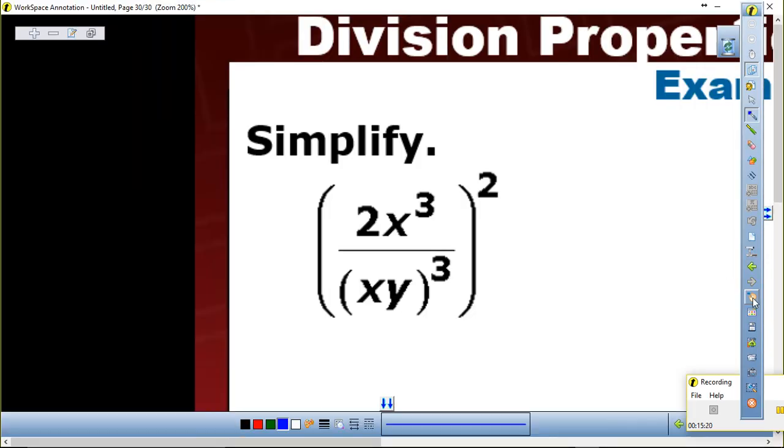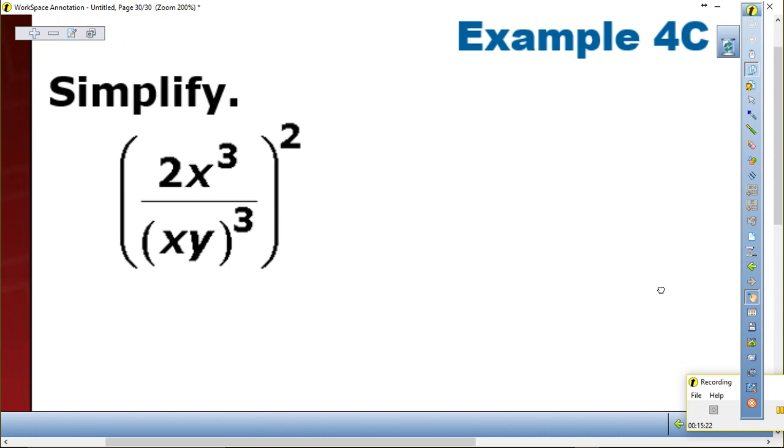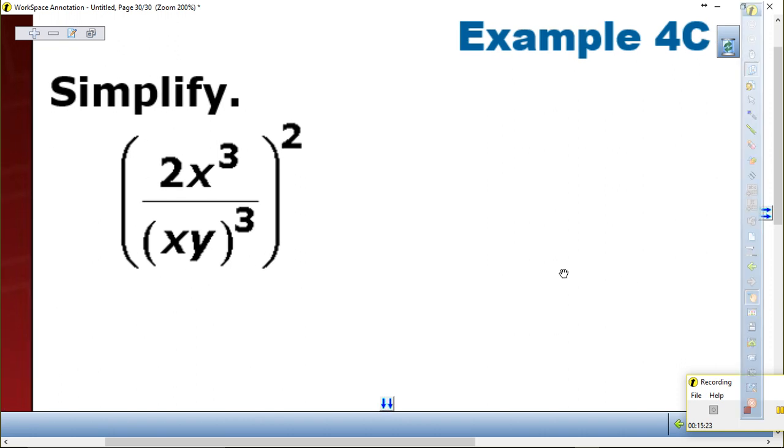Example 4C says simplify, parenthesis, 2x cubed in the numerator. Denominator, open up a parentheses, xy, close parentheses, cubed, close parentheses, big parentheses, and squared. We're going to do this one together. Here it goes. First things first, what do? Everyone. Put a 1 on anything that does not have one. That one, and that one.